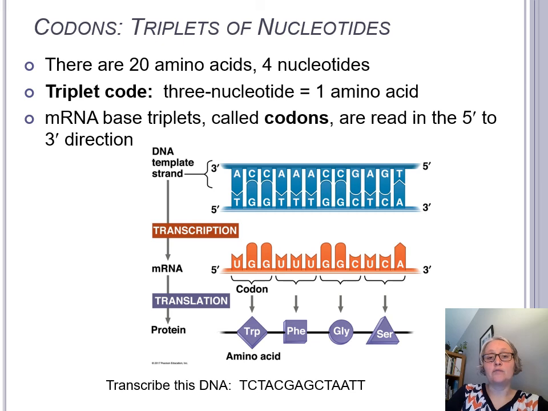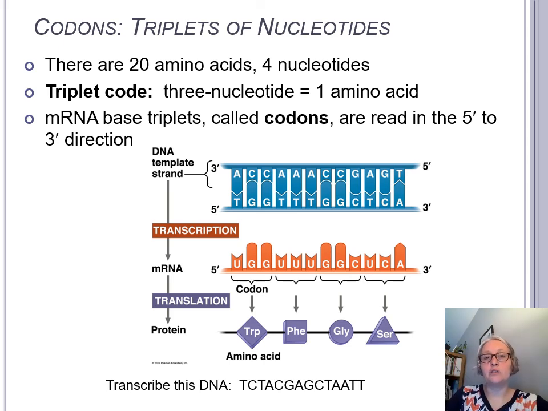It turns out that this process is pretty well understood. There are 20 different amino acids, but only 4 nucleotides. So what scientists had to figure out was, how does DNA tell us which amino acid to build a protein from? It can't be one-to-one. It can't be A means this, T means this, because there's 20 amino acids, 4 nucleotides. It just doesn't work out.